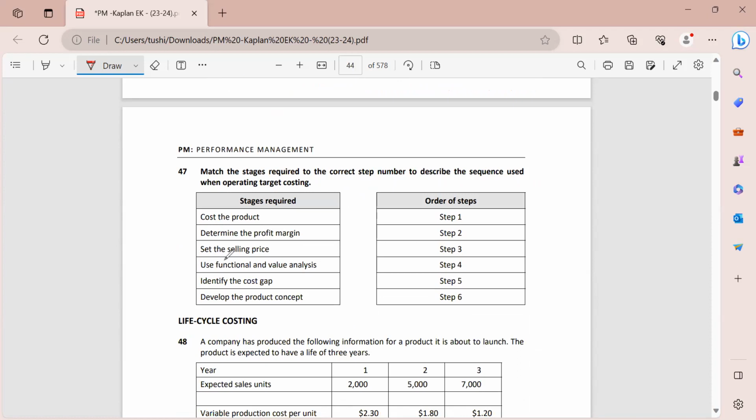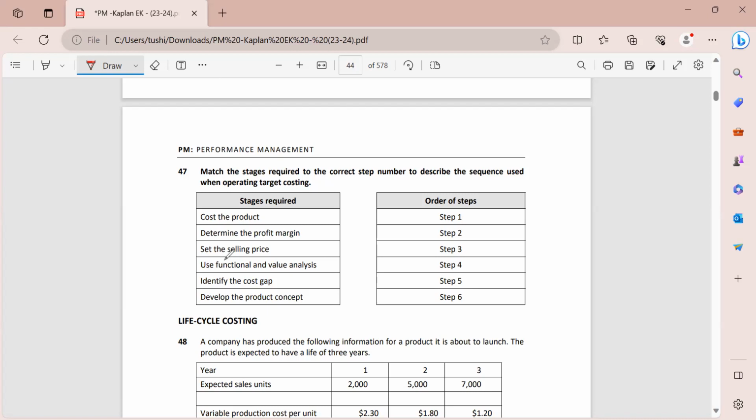Now moving to the last question that we have under target costing. Match the stages required to the correct step to describe the sequence when operating target costing. So we have to match the steps over here. So we have the stages as cost the product. So cost the product will usually come later. Determine the profit margin. Yes, this will come somewhat earlier. Then set the selling price. This will also be somewhere in the initial stages. Use functional and value analysis. This will probably be at the end, right? Identify the cost gap and develop the product concept.